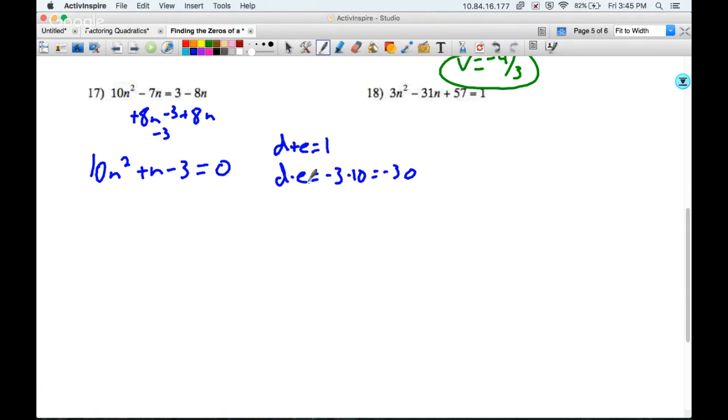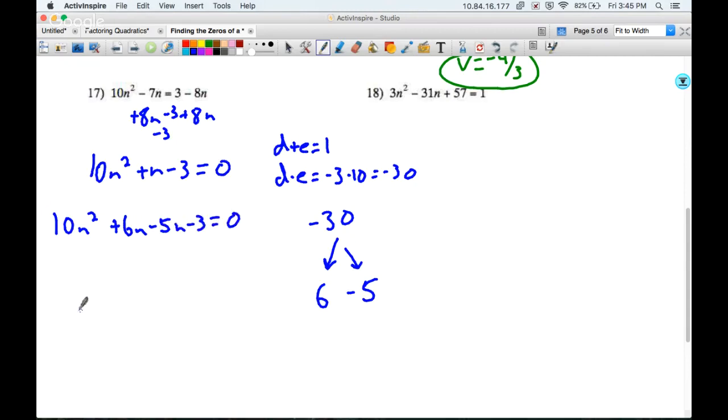What are they? Factors of negative 30. It's not 15 and 2. It's not 3 and 10. It is 6 and 5. So negative 30. And I want to get a positive 1. So let's do positive 6, negative 5. That's how I want to split up that n. So now I've got 10n squared plus 6n minus 5n minus 3 equals 0.